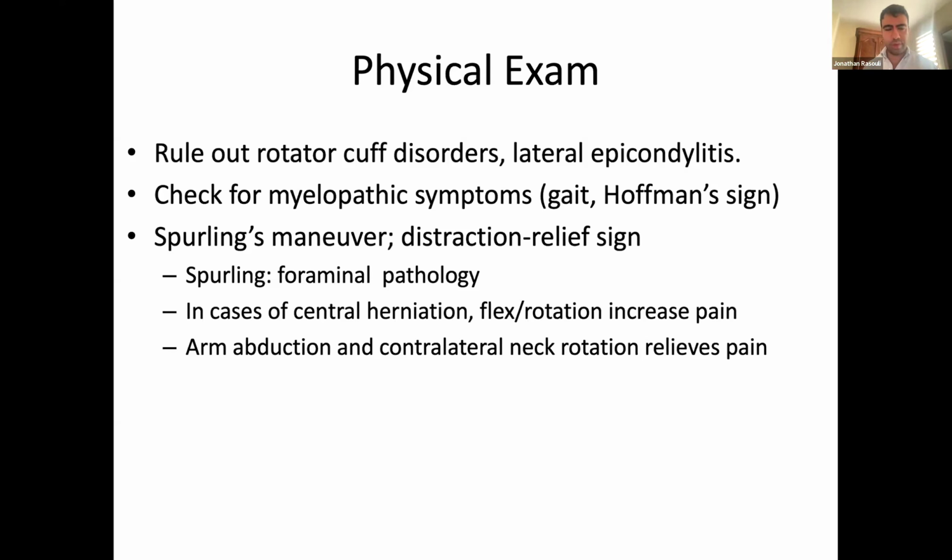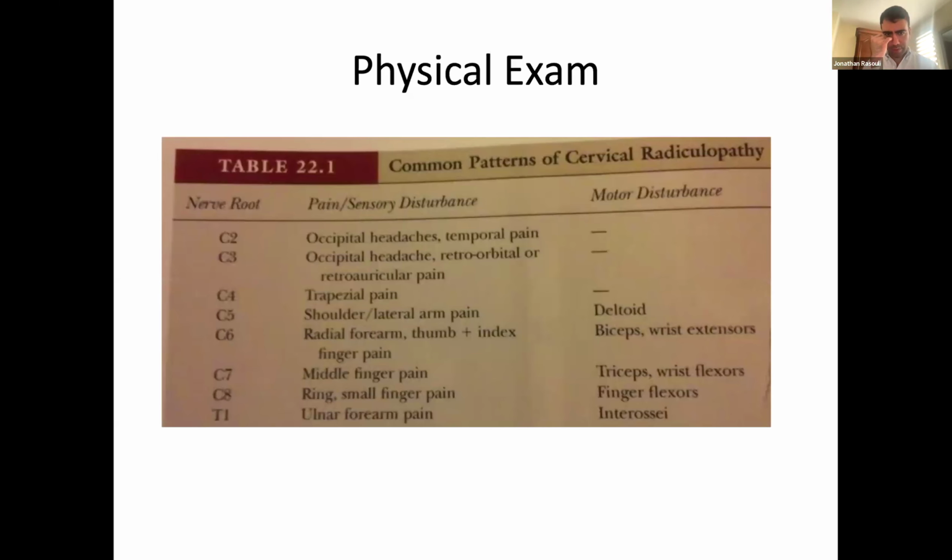It's very, very frequent. One of the best tests is the FABER maneuver, which is very sensitive and specific for rotator cuff injury. Or have them outstretch their hands like they're holding a pizza pie and then press down on their hands. If that elicits pain in the shoulder, it's very sensitive and specific for rotator cuff injuries. You also want to check for a Hoffman sign, right? That's a sign of hyperreflexia in the hands. And as I mentioned, the Spurling sign as well.